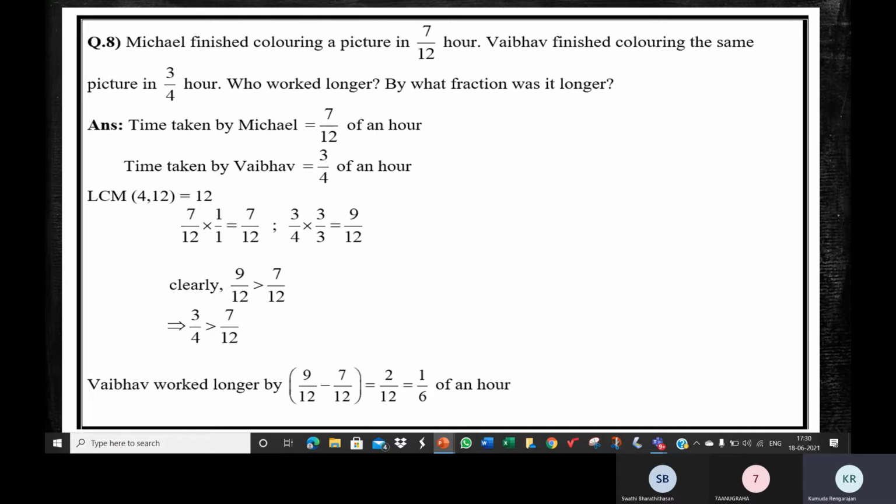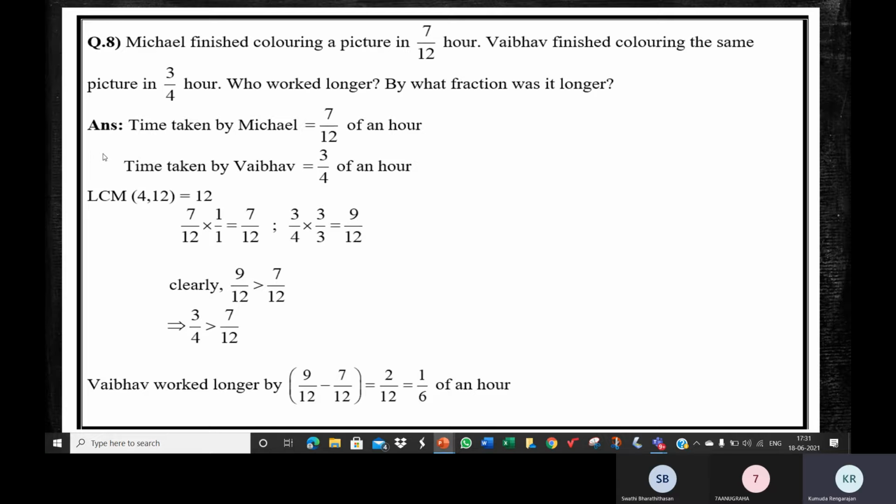So now, how do you find it? You can compare. You don't have to find the time actually taken by them. You just have to see the question: who worked longer? How will you find out who worked longer? To compare fractions, we need to bring them to the same denominator.